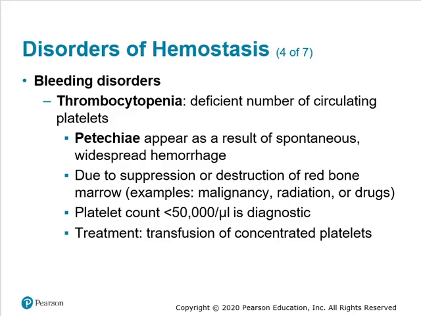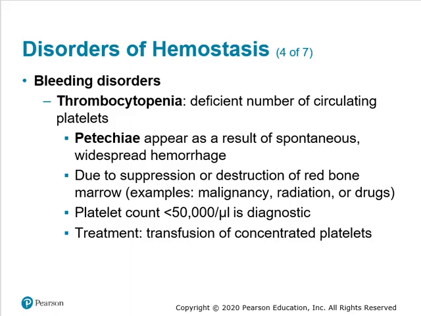There's also bleeding disorders, and those include things like thrombocytopenia, which is when you don't have enough platelets circulating in your blood, and that can lead to petechiae, which are small hemorrhages, and they're usually spontaneous but quite small. It's usually due to the suppression or destruction of the red bone marrow. Maybe there's a cancer malignancy, maybe radiation, or even drugs. And a platelet count less than 50,000 per microliter is the diagnostic criteria for thrombocytopenia.